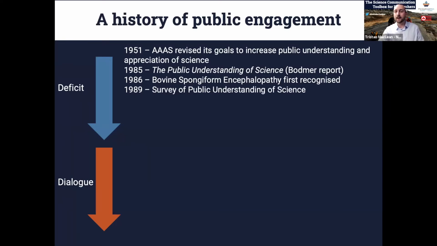In 1989, we had the Survey of Public Understanding of Science. The first UK professor of public understanding of science at Imperial College published a survey and found that there was a high level of interest in science in British citizens, but only 14% of people would be considered scientifically literate. And this kind of sets up the deficit model, the thought that there's a need to fill that lack of science literacy and science knowledge and understanding.